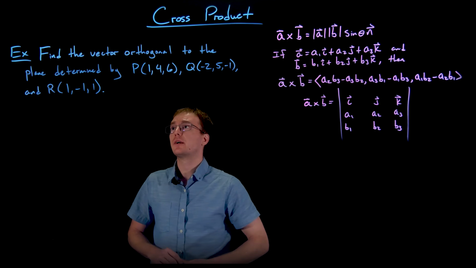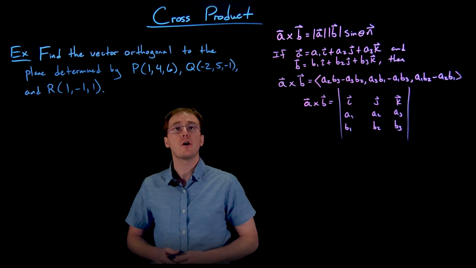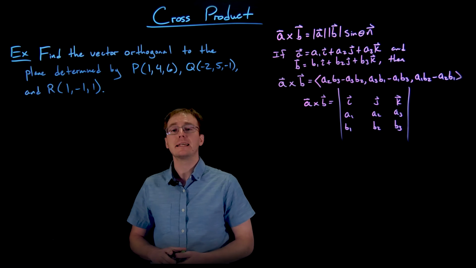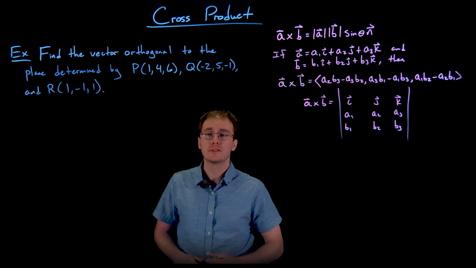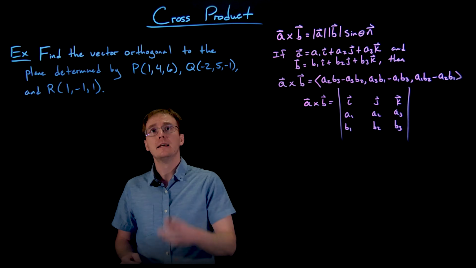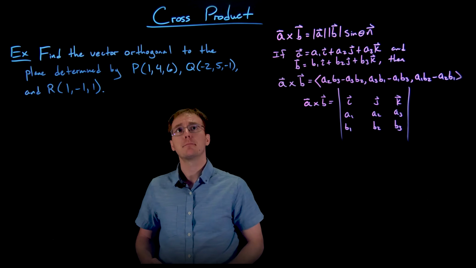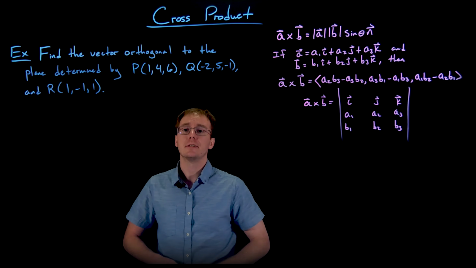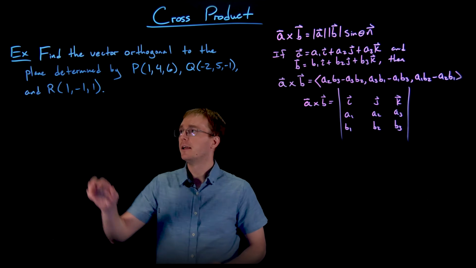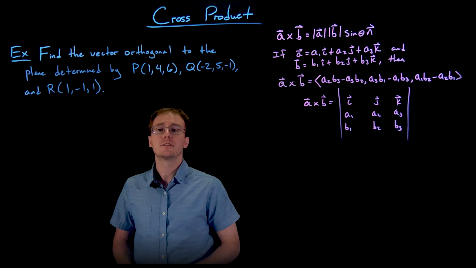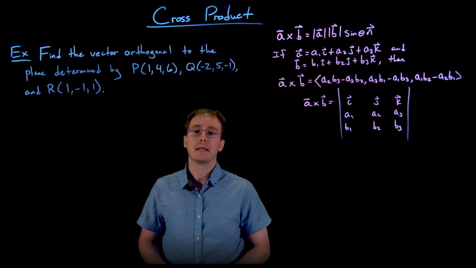In this next example, we are asked to find the vector that is orthogonal or perpendicular to the plane that is determined by the 3 given points. Our first point is called P, and it has x, y, and z coordinates of 1, 4, 6. The second point is Q with coordinates of -2, 5, -1. And our final point is R, and its coordinates are 1, -1, and 1.